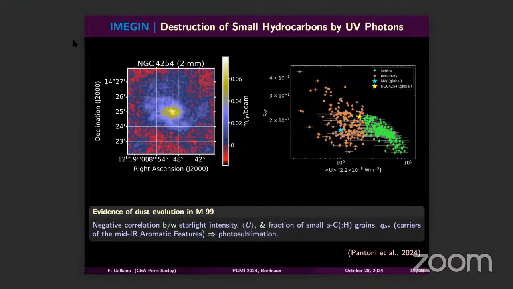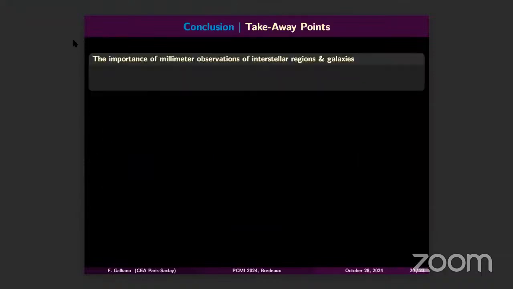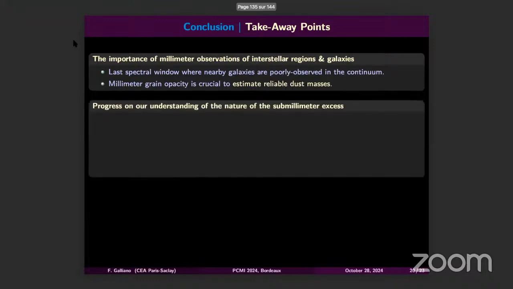Yeah, so that's what I say. So just as a takeaway, I hope I tried to convey that the millimeter range is really important because it has really been poorly observed in the continuum for nearby galaxies in the past. And understanding the way the millimeter grain opacity varies is really crucial to be able to have reliable dust mass estimates.